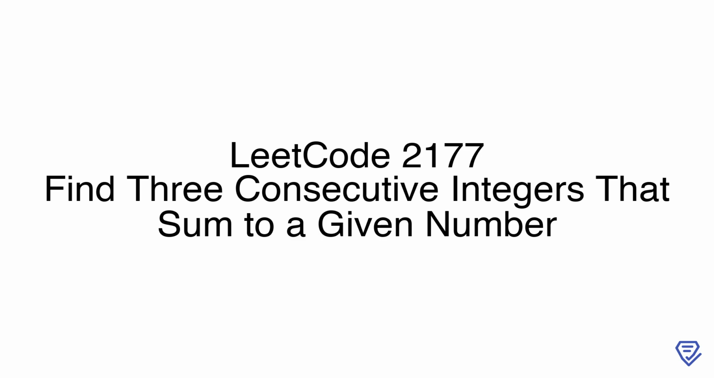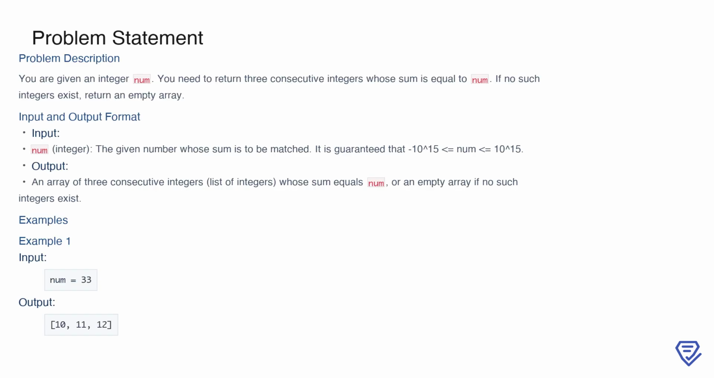Welcome everyone. Today, we'll be diving into an interesting coding problem titled Find 3 consecutive integers that sum to a given number. We'll explore the problem statement, break it down step by step, and look at possible approaches for solving it. Let's get started. The problem is asking us to find 3 consecutive integers that add up to a given number.